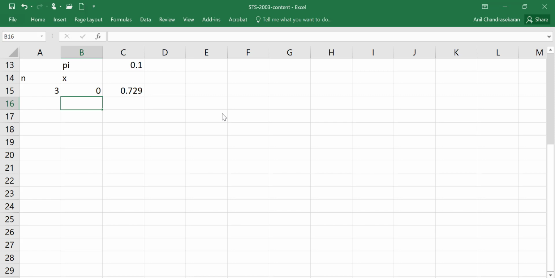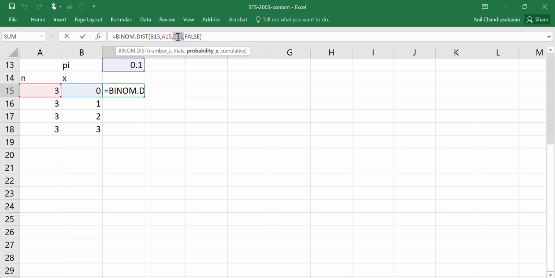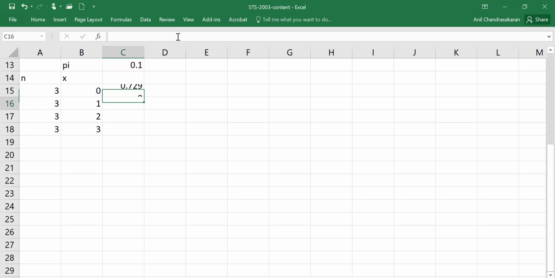Supposing I want to find it for all the possibilities, right? So the n remains to be the same, 3. And now here, my probability will also remain to be the same. So I just fix this probability part. So I put a dollar. And I just pull this down. There, I have all the corresponding values for each of the possible outcomes.